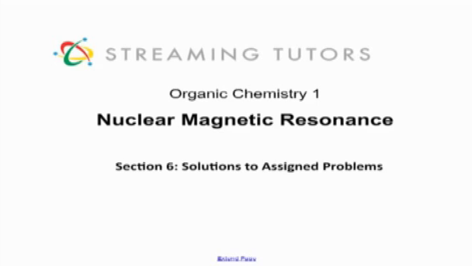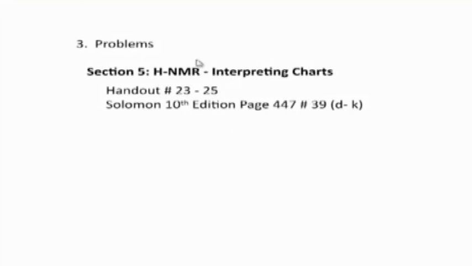And then after this, I'm going to do the workshops that are related to NMR. Okay, so let's get started. Now, these are the problems that we're going to do. Handout number 23 through 25, and then Solomon 10th edition, question number 39, D through K. And again, if you have an older edition, it's definitely in the same chapter. It's at the end, and you'll see a whole bunch of questions, as we'll see in a moment.